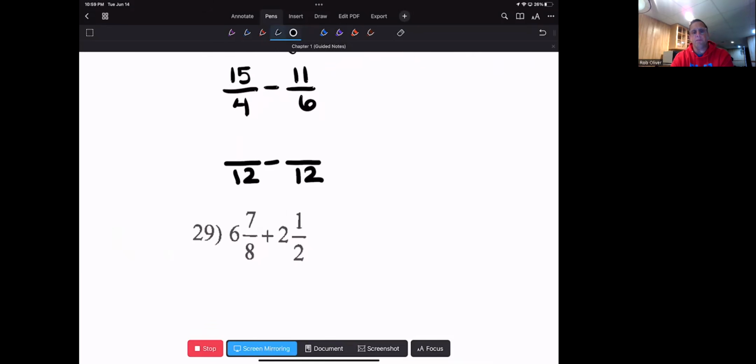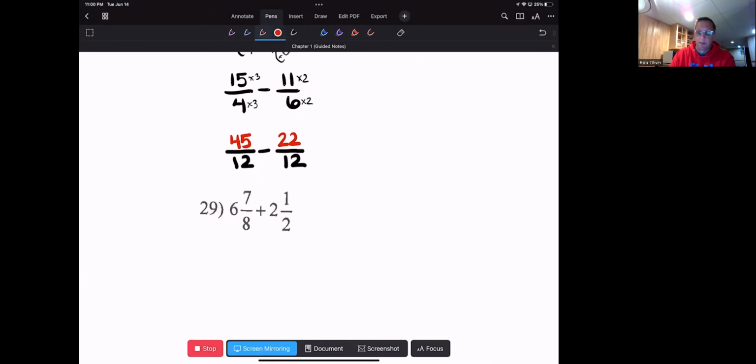And then 15 fourths equals how many 12ths? Well, it looks like there's a common factor there of 3, because we're multiplying by 3, since 4 times 3 is 12. And so we're going to do 15 times 3. 15 times 3 is 45. And then for 11/6, that looks like it has a factor of 2, because 6 times 2 is 12. And so we're going to do 11 times 2 on that one. So 11 times 2 is 22.